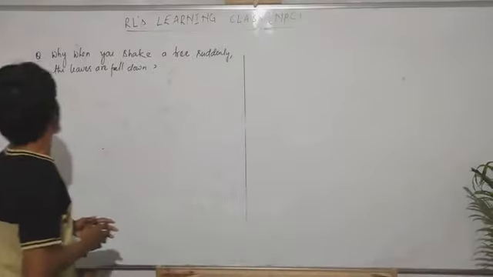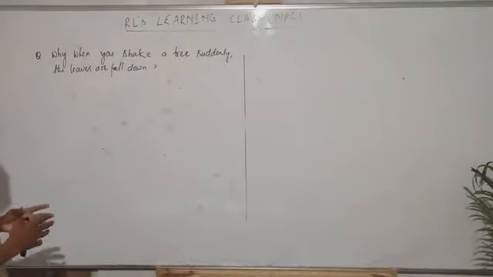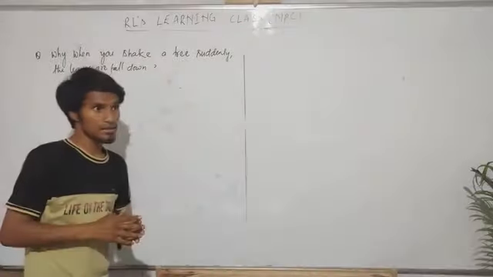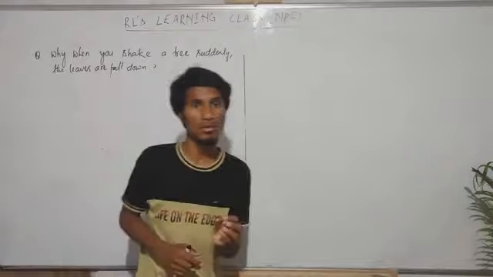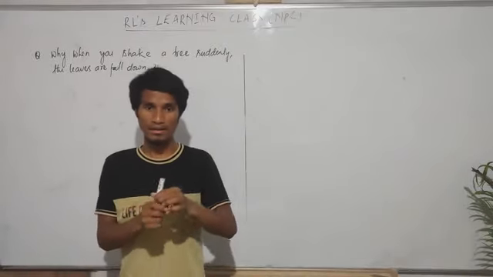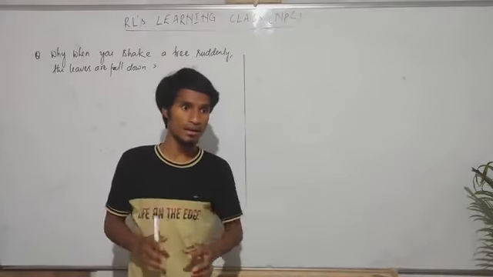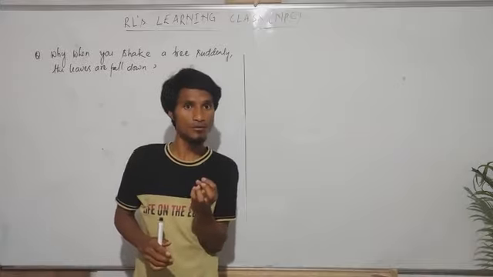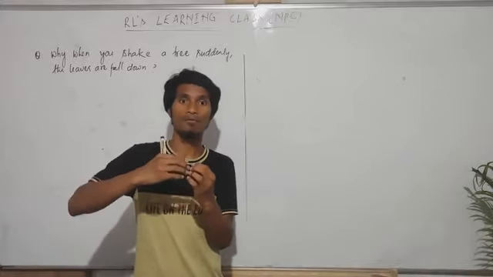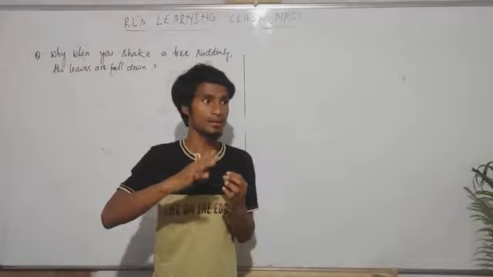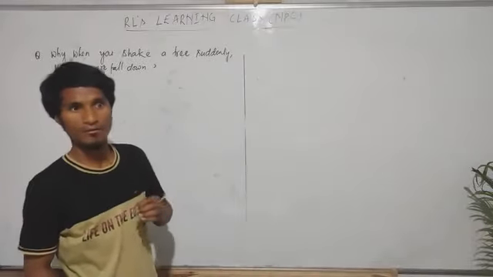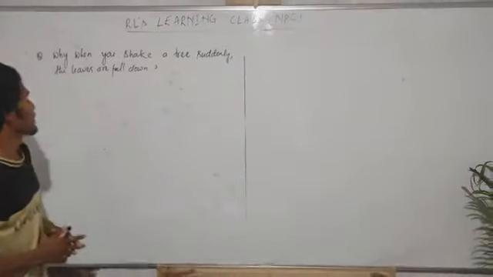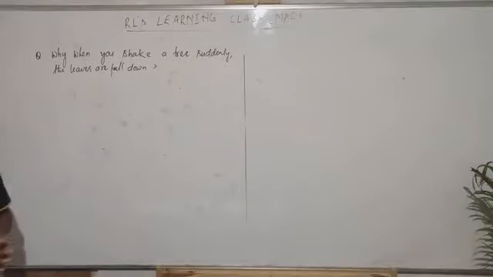Okay. Why, when you shake a tree suddenly, do the leaves fall down? Got it? Why does it fall down? Due to inertia of rest. When the tree and the branch are moved suddenly, the leaf doesn't want to move, so it detaches from the branch of that tree, and then the leaf falls down. Got it? There are so many types of questions like this in your textbook.